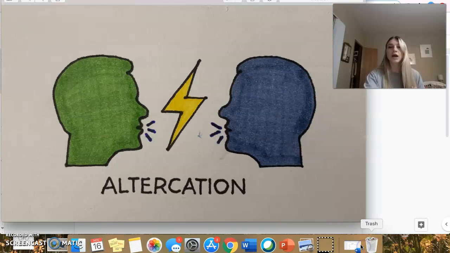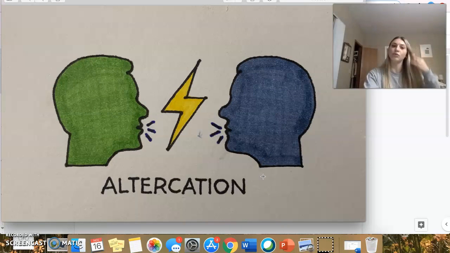So here's a closer up image of what I drew. So this, I'm sorry if you hear my cat, this lightning bolt kind of represents the tension between the two people. These are them talking or yelling at each other, and then I have the word written right here, so that way you know what definition this drawing goes to.